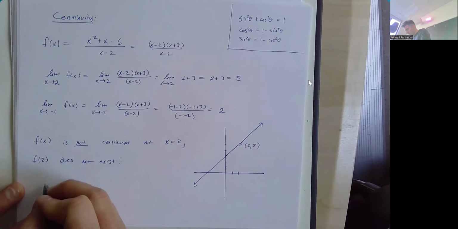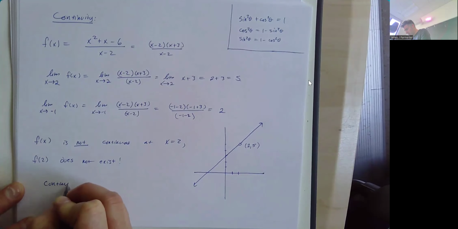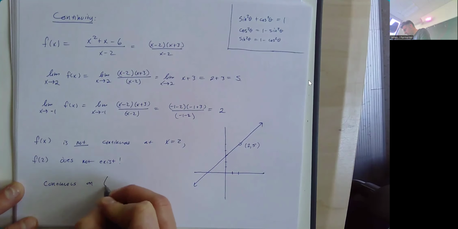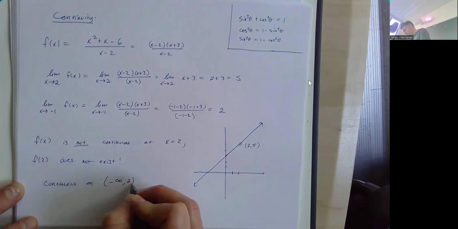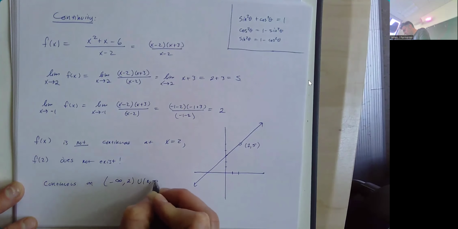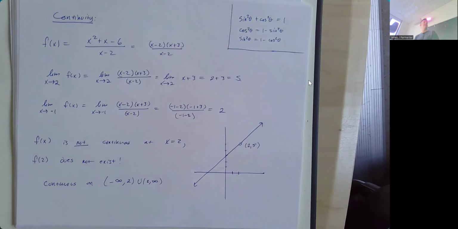So we could say a lot of things here. We could say this function is continuous on the interval from negative infinity to 2, union 2 to infinity. But it certainly is not continuous at x equals 2. And if you asked me, is this function continuous or discontinuous, and I can only say one of those two words, I would say it's discontinuous because it's not continuous everywhere, even though it's continuous almost everywhere. Almost was in the wrong place there.